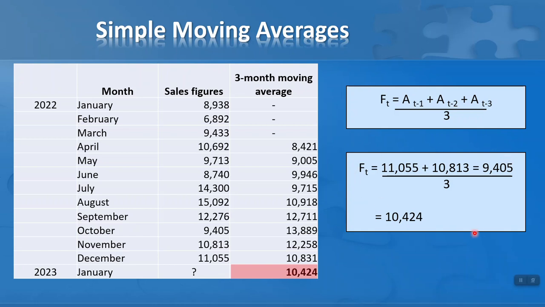Here's the calculation on the right-hand side. We can see T minus 1 is 11,055. That's the figure for December, the previous month. T minus 2 is 10,813, which is November. And the last one, T minus 3, is 9,405, which is the figure for October. When I add those three figures together, which I'm circling now, and divide them by 3, we get a result of 10,424. So based on my simple moving average, I'm making the prediction that the sales figures for January 2023 will be $10,424, or euro, or whatever.